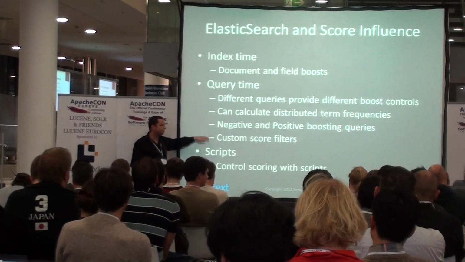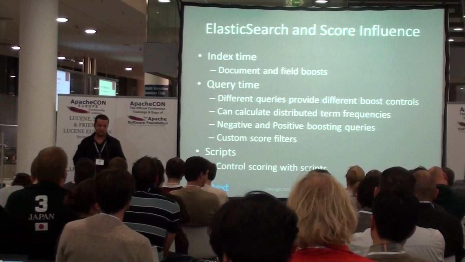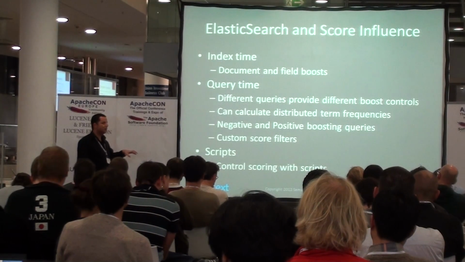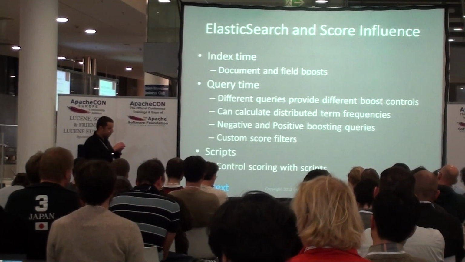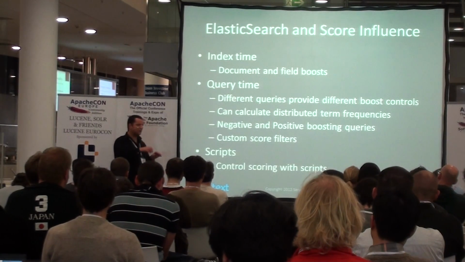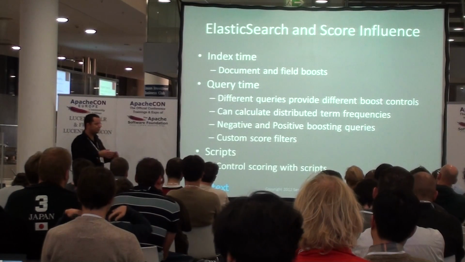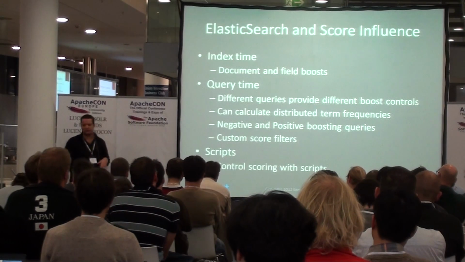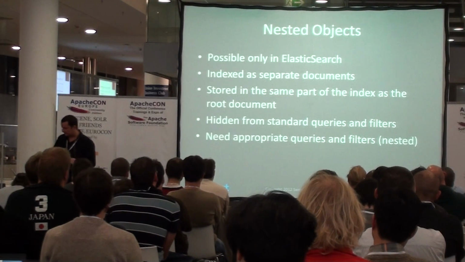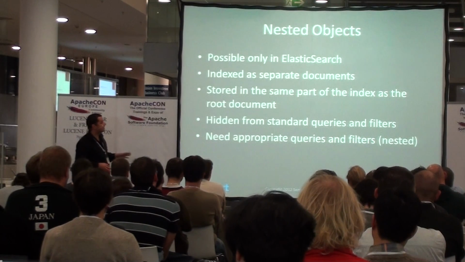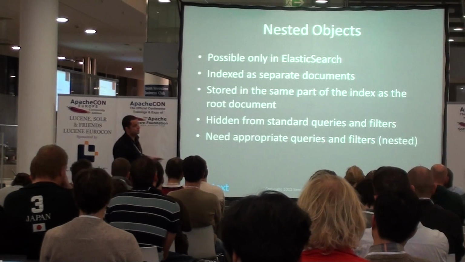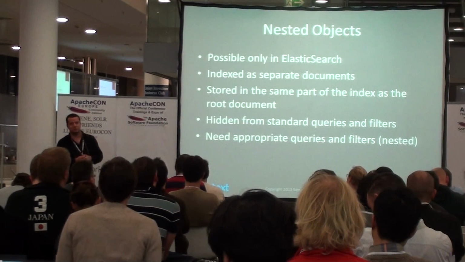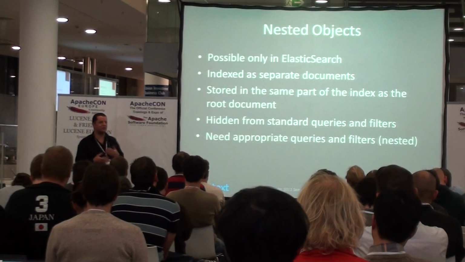The same goes for negative and positive boosting. You can, for example, say that if a document matches that particular part of the query, you boost it higher, and if it only matches, for example, a single term query, you negatively boost it, and it can be done with a single request with a single JSON query. Nested objects are possible only in Elasticsearch. They are indexed as separate documents, and can lessen the memory needed, for example, for facet queries.